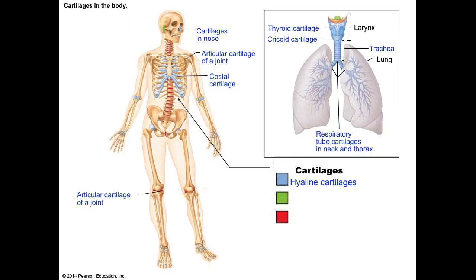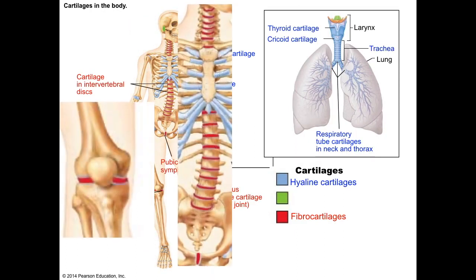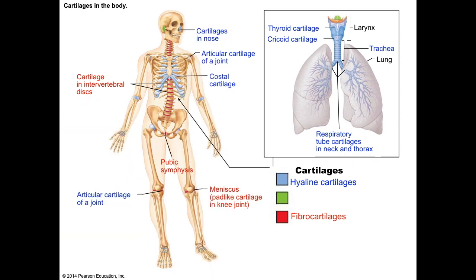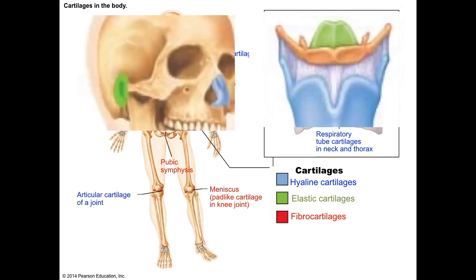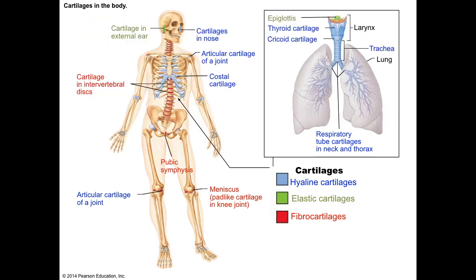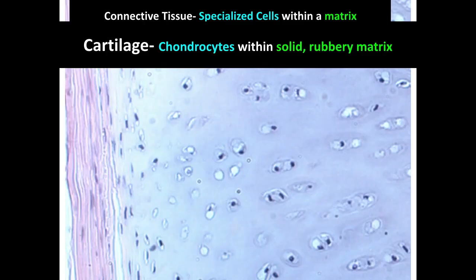Add some more collagen to the mix for strength, and cartilage acts as a shock absorber between weight-bearing joints. Or add some elastic fibers and you have a material that will provide structural support that will also tolerate repeated bending. So all these cartilages have special properties, but they all share some common characteristics. And as always, with connective tissue, it's specialized cells in a matrix. And the matrix is the important part.